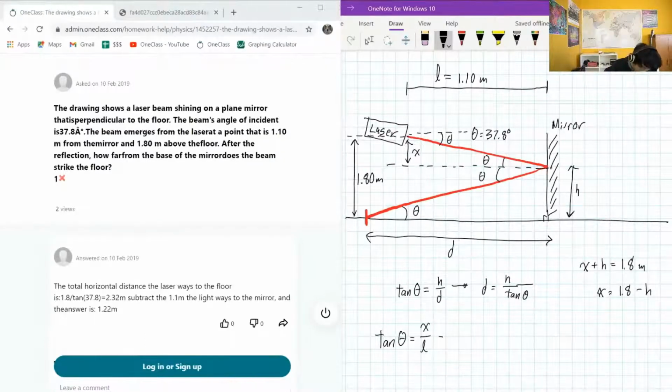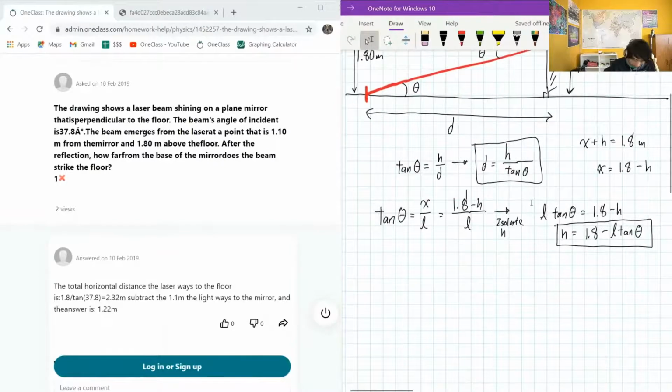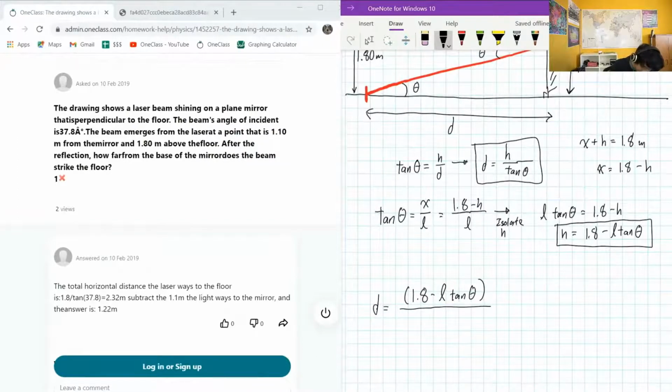So x plus h equals 1.8 meters, which means that x has to be equal to 1.8 meters minus h. Fairly straightforward. So we could rewrite this as tan theta equals 1.8 minus h over L. And then we want to isolate h. To do that, we multiply both sides by L. So we have L tan theta equals 1.8 minus h. And to isolate h, we have h equals 1.8 minus L tan theta. Okay, so we have this h expression. Combining these two situations together, d is equal to 1.8 minus L tan theta, all over tan theta.